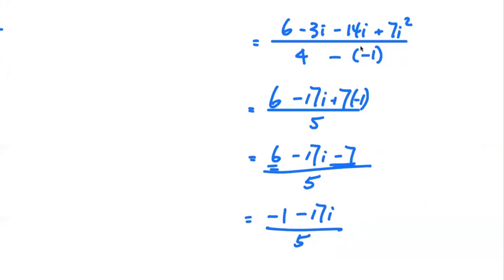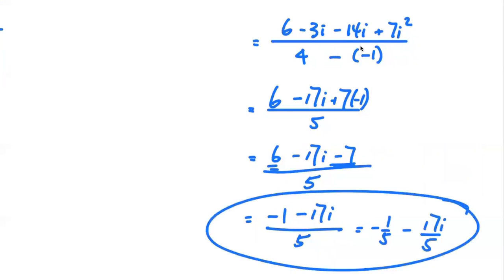Some people might even go one step further and do this: minus 1 over 5 minus 17i over 5. That works too, okay? Because they want to be very clear about what's the a term and what's the b term in the a plus bi form. So I'm going to take either one.